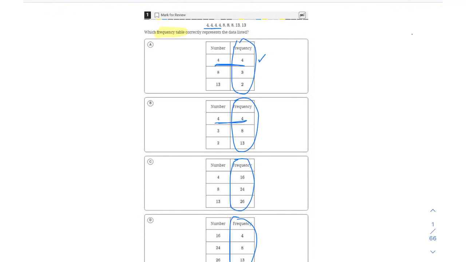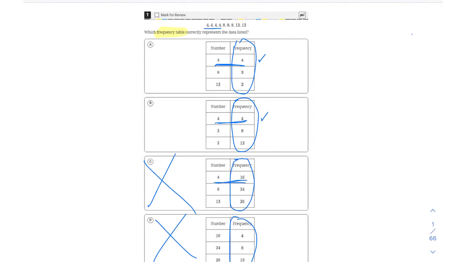Answer choice B, that works. Answer choice C, nope, that's incorrect. They're not asking for the sum, they're asking for the frequency. So this should say that there are 4 4s, and answer choice C shows that there are 16 4s. So we can eliminate that. And for D, they switched it around. They suggest that the number 16 shows up 4 times. And if we look at that data set, we can see that the number 16 doesn't show up at all. So we can eliminate that.